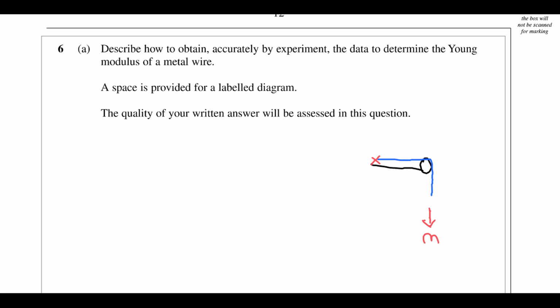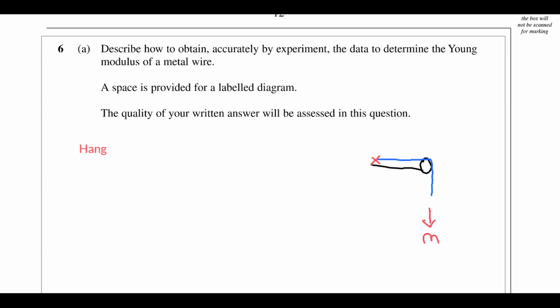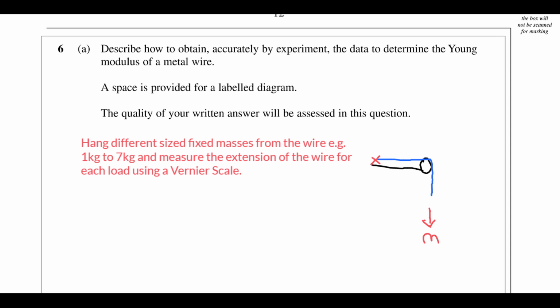So first of all, let's think about the variables. What we're going to do is hang different fixed masses on the end so we can calculate the weight force. So let's put that down first. We hang different size masses to give us different loads. I'm suggesting using about 1 kilogram to 7 kilograms to give you significant extension.